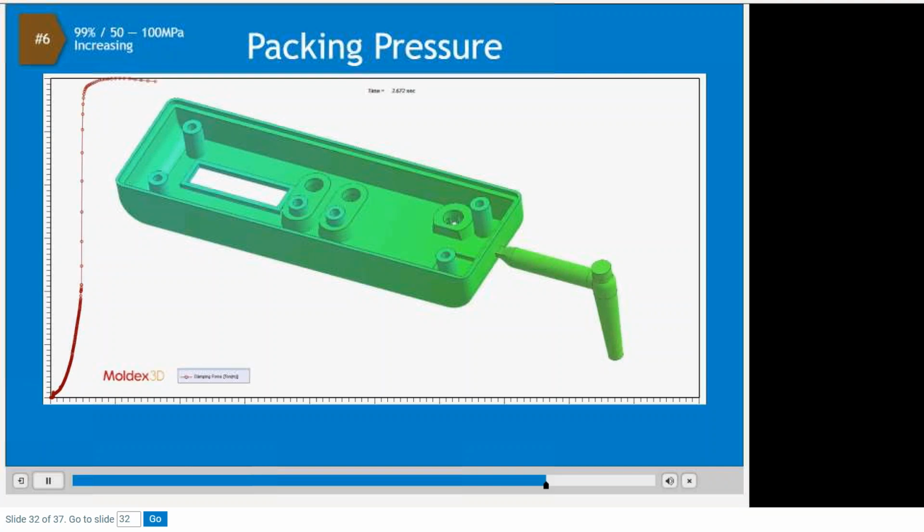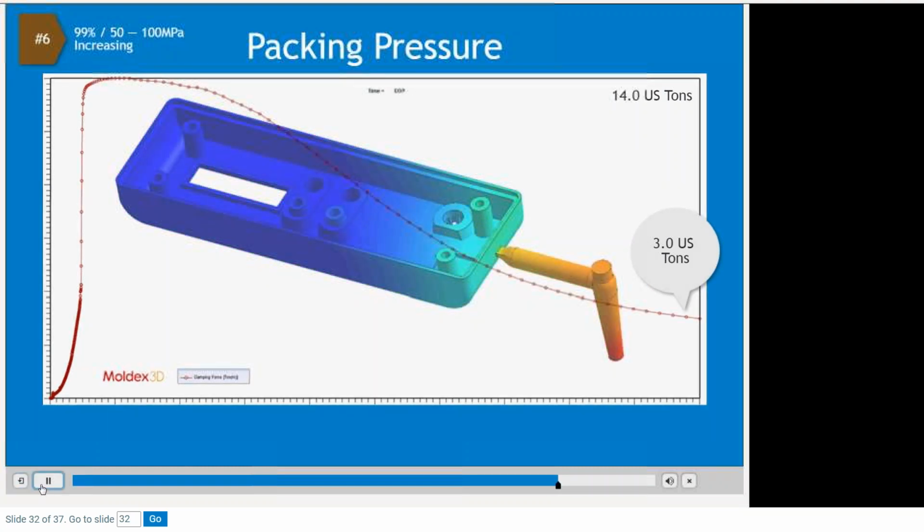The pack pressure and clamp tonnage graph shows the clamp tonnage goes up to 14 US tons, and the curve does not go down to 0 at the end of packing. The clamp tonnage remains at about 3 US tons, indicating there is residual pressure inside the cavity. This could be trouble, by the way.